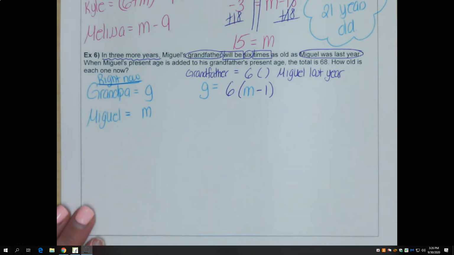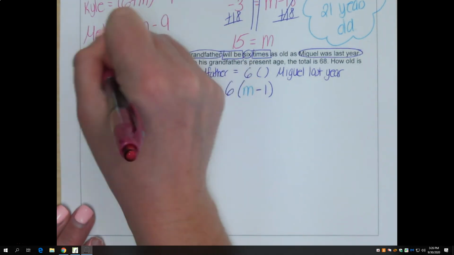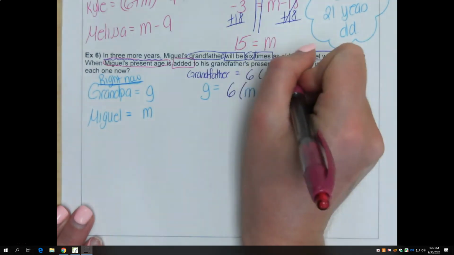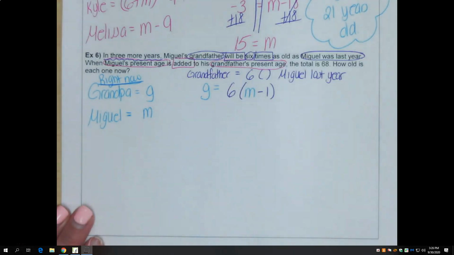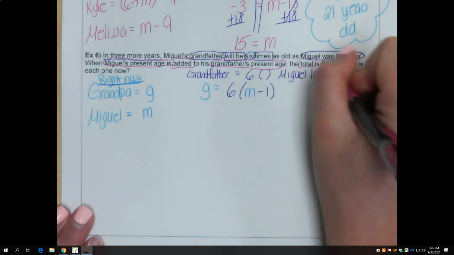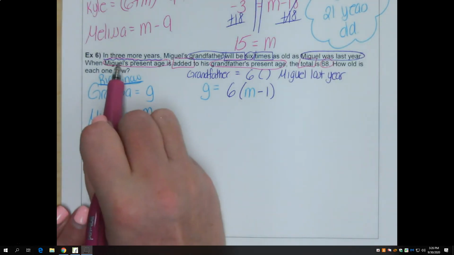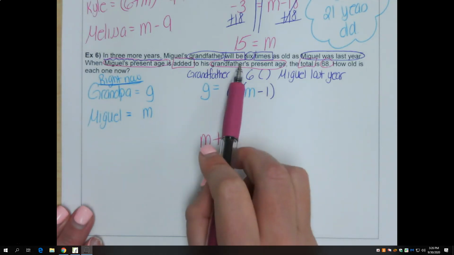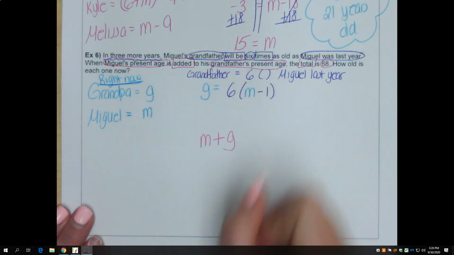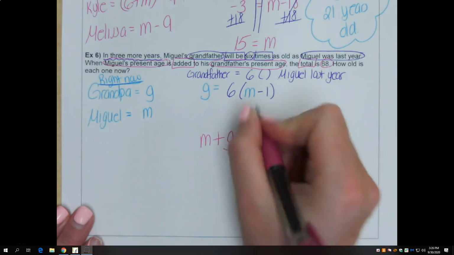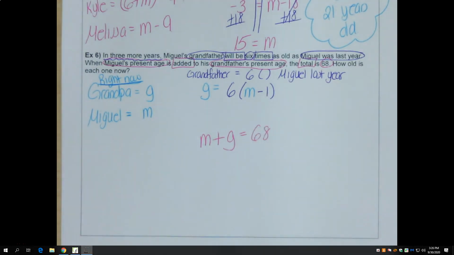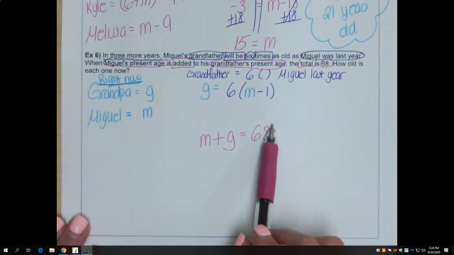Let me grab a different color here. So when Miguel's present age is added to his grandfather's present age, the total is 68. So when I take Miguel, which is M, and I add that to the grandfather, which is G, the total, "is" is a key word, it means equals, is 68. So the goal is for me to somehow use this equation, okay?